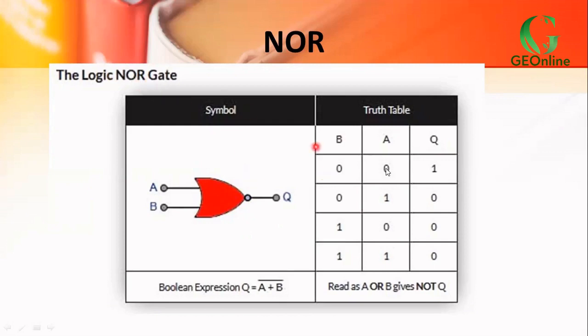The output of OR gate is 0 and 0, 0, 0 and 1, 1, 1 and 0, 1, 1 and 1, 1. So the inverse of that OR. The final output of NOR gate is 0 and 0, 1, 0 and 1, 0, 1 and 0, 0, 1 and 1, 0.